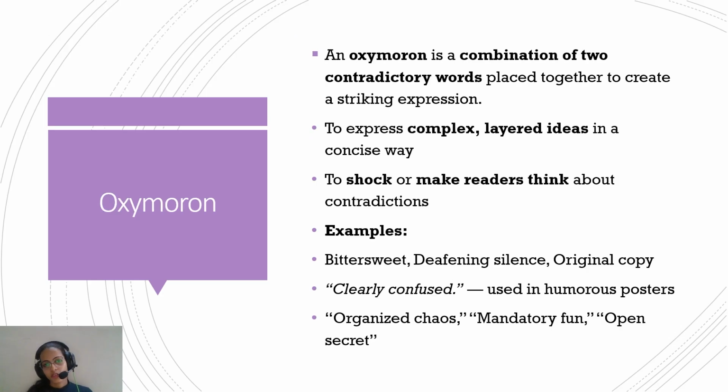Okay. Oxymoron. So an oxymoron is a combination of two contradictory words placed together to create a striking expression. So to express complex layered ideas in a concise way, or to shock and make readers think about the contradiction. So sometimes you bring two contradicting things together just to shock the readers, just to create that dramatic effect. So like you say, bittersweet experience.